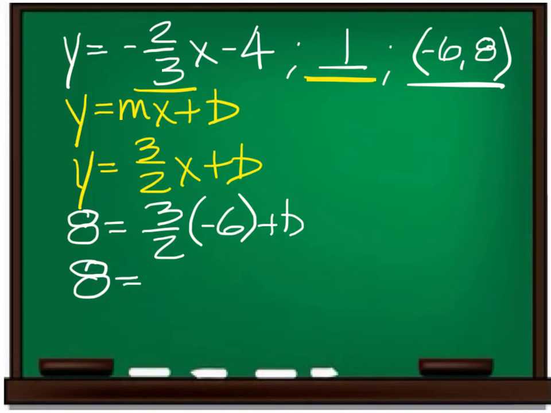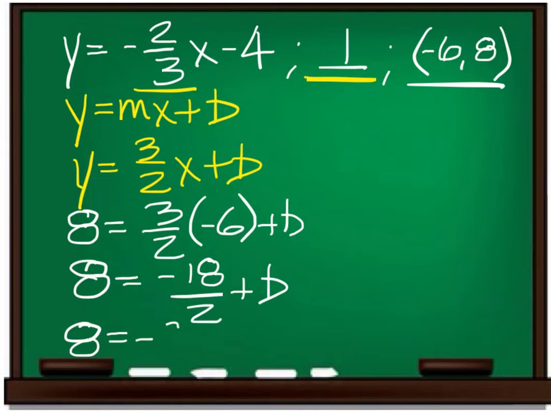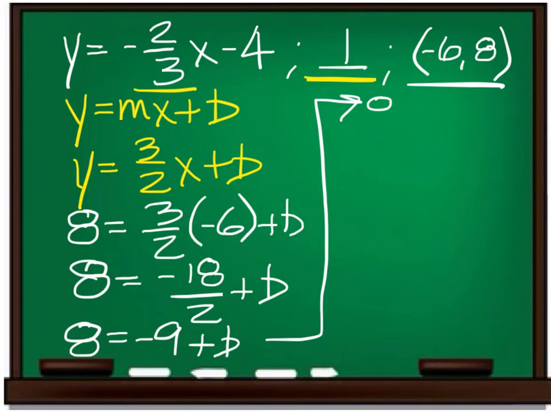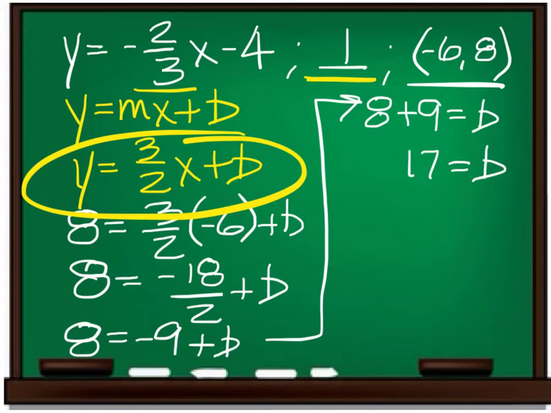And 8 equals a negative 18 over 2 plus b. Simplify that negative 18 over 2 to get negative 9. And move it to the other side to make it plus. Of course, that would be 17, which you would plug back into there and come up with y equals 3 halves x plus 17.